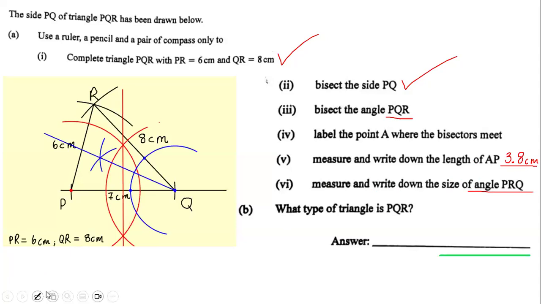When they say PRQ, they mean the one that's in the middle, right, class? PRQ, the one in the middle. The one in the middle is this angle right here, angle R. We have to measure that using the protractor. So let's go ahead and measure that.